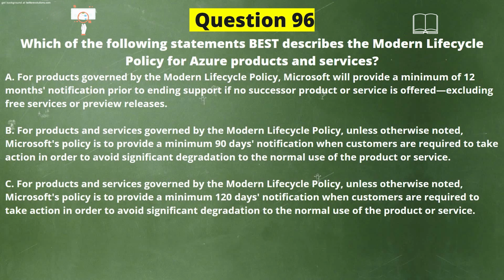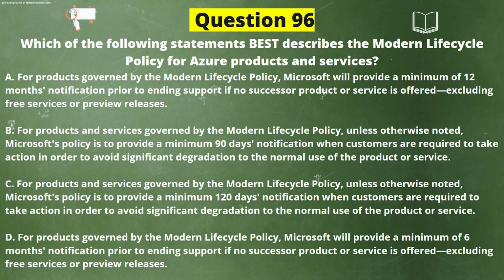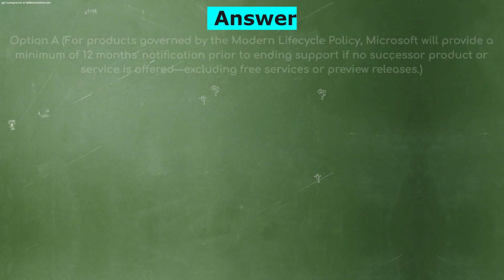Option C. For products and services governed by the modern lifecycle policy, unless otherwise noted, Microsoft's policy is to provide a minimum 120 days notification when customers are required to take action in order to avoid significant degradation to the normal use of the product or service. Option D. For products governed by the modern lifecycle policy, Microsoft will provide a minimum of 6 months notification prior to ending support if no successor product or service is offered, excluding free services or preview releases. And the correct answer is option A.